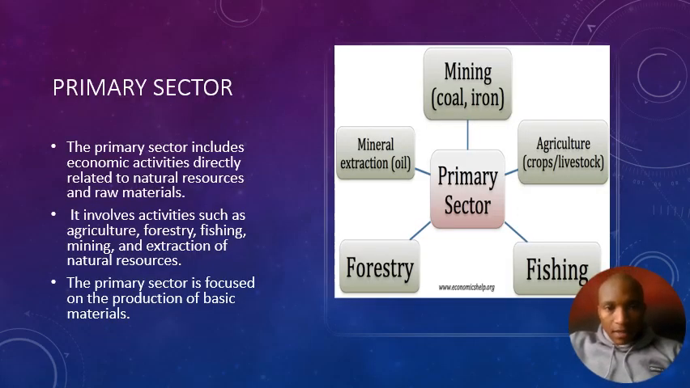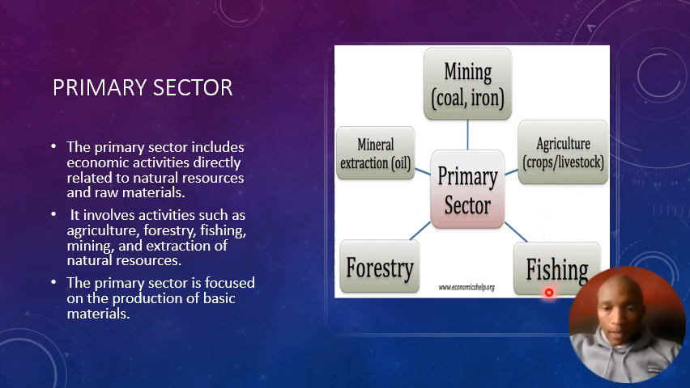So we'll start with the primary sector, which is a sector that includes economic activities directly related to the raw materials and the natural resources. It involves activities such as agriculture, forestry, fishing, mining, and extraction of raw materials. In this sector, we are dealing with mining, we are extracting. When we say we are extracting, we mean that we are taking out from the earth. We are taking the minerals from the earth, and we also have agriculture, which involves crops and livestock. Your farming occurs in the agricultural sector, and also the fishing.